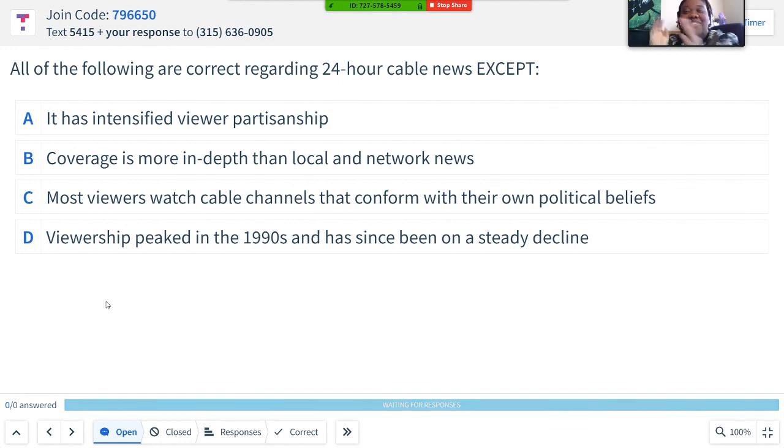It has intensified viewer partisanship. Coverage is more in-depth than local and network news. Most viewers watch cable news channels that conform with their own political beliefs. Or, viewership peaked in the 90s and has since been on a steady decline. All of these are correct, except which one?